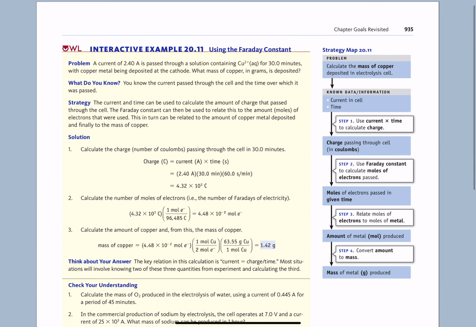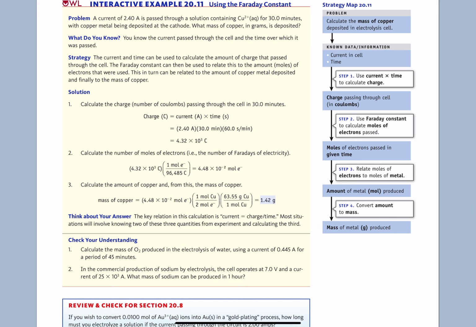Now, what are we going to do with this idea? Look at this example. A current of 2.4 amps is passed through a solution containing copper ions. Could be copper sulfate, copper nitrate, copper chloride. And we do so for 30 minutes, half an hour. And as a result, copper is going to begin to accumulate on whatever the electrode is.